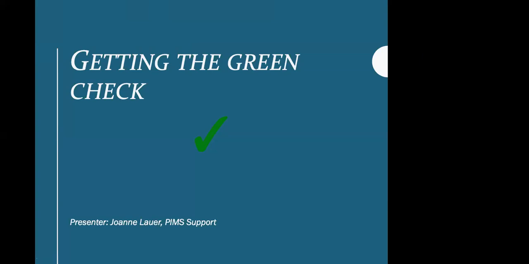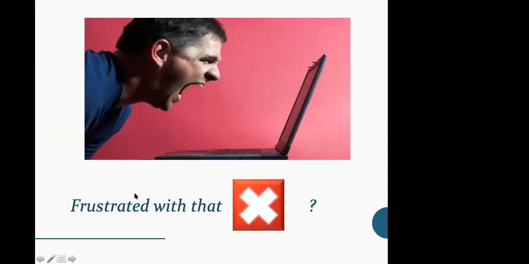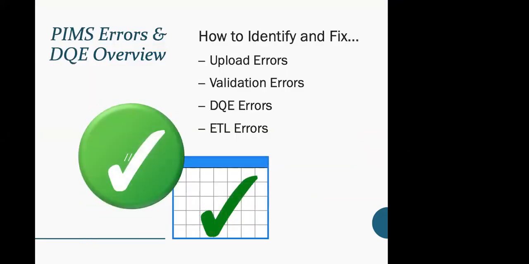So of course, all of us get very frustrated when we have got the proverbial red X or white X in a red box, if you will. These are the things that you need to consider if you want to have a successful upload. We first of all have to make sure that we upload without errors, then that we have no validation errors, then we have no DQE errors, and then we have no ETL errors. So we're going to look at each one of these sections rather quickly, okay?